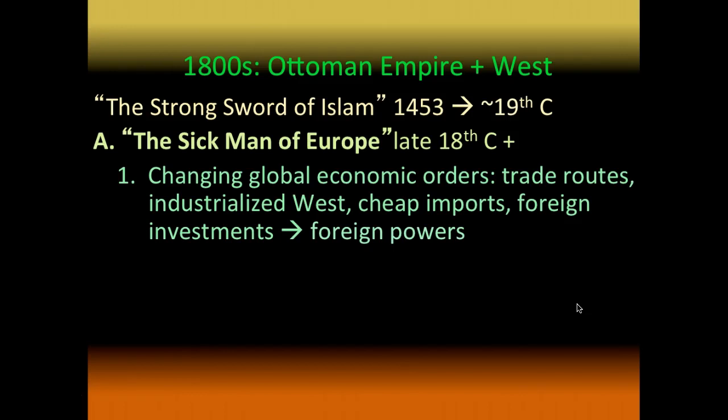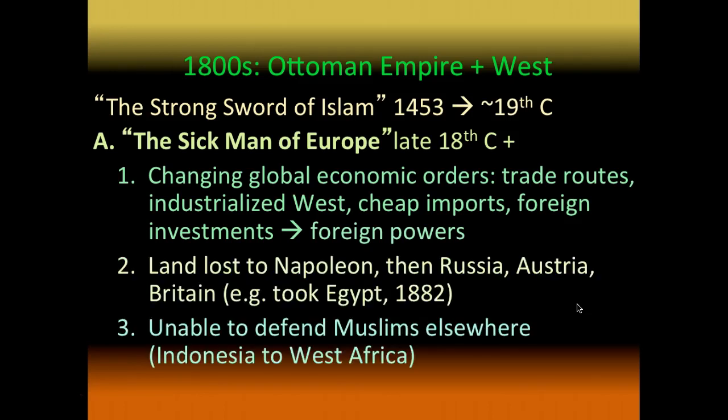In this weak state, the empire that had once been a defender of the Muslim faith was unable to challenge Christian states that were seizing control over Muslim territories. And the Ottomans, the former strong sword of Islam, were unable to defend and protect Muslims everywhere, all the way from Indonesia in Southeast Asia to West Africa. And this was a huge blow both to the Ottoman Empire itself, and to Muslim communities in general across the Eastern Hemisphere, which includes Europe, Africa, and Asia.